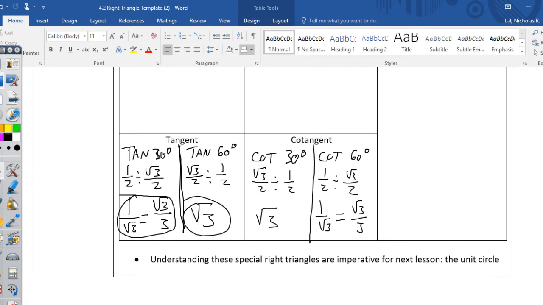All right. Try finding the problem on page 3, if you're not done yet. You might need to use the Pythagorean theorem to find the missing side and then find the trig values.